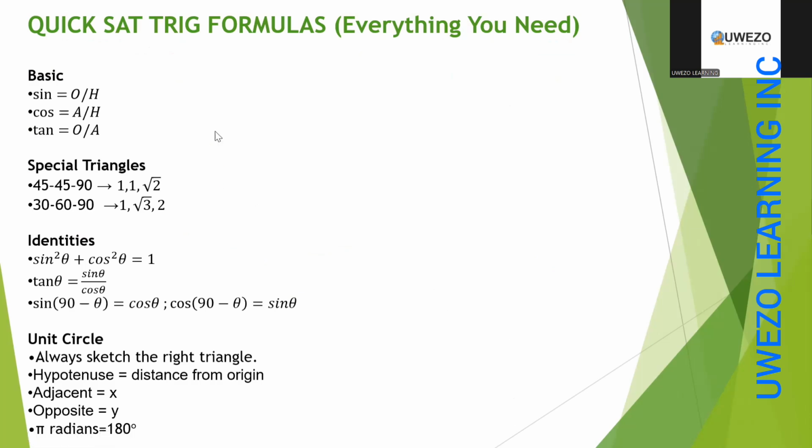All you need to remember is the basics. Sine is opposite over hypotenuse. Cosine is adjacent over hypotenuse. And tan is opposite over adjacent.